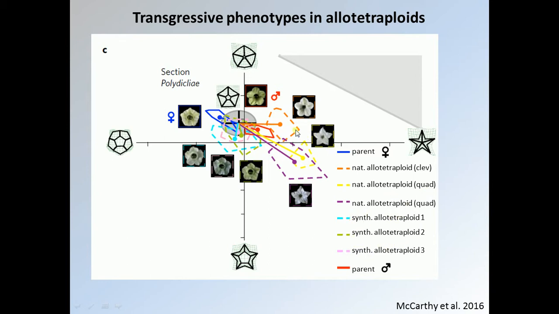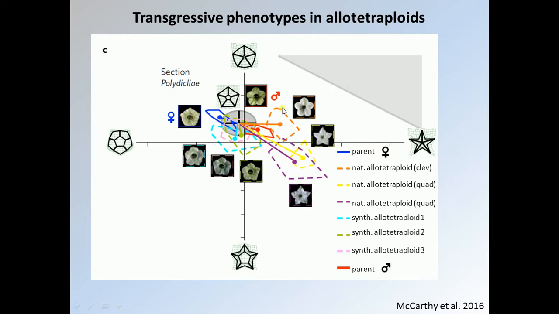So let's look first at the natural ones. They are here. As you can see, they are quite transgressive. They don't look like any of the parents, or maybe let's say they look a bit more like these parents, but still have a different value compared to all of them. And the distance from the mid-parent value is very high. So here we can talk about transgressive phenotypes.